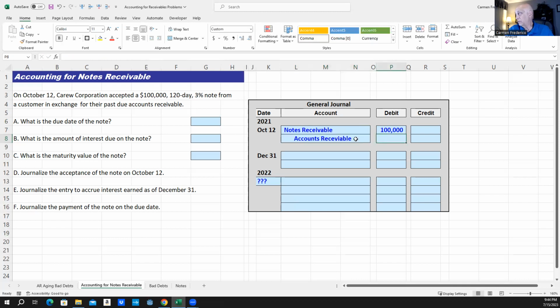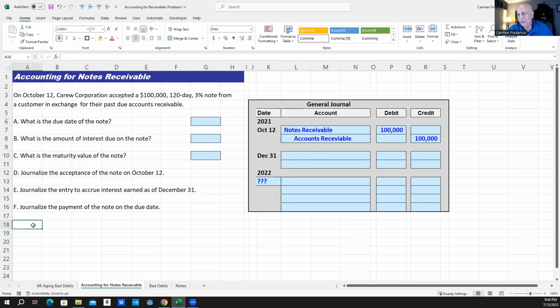So the invoice is coming off the books and is replaced by a more formal instrument called a note receivable. The maker is making a promise to pay us $100,000 plus interest. So what is the due date of this note? October 12th, right? What's the due date of a 120-day note?